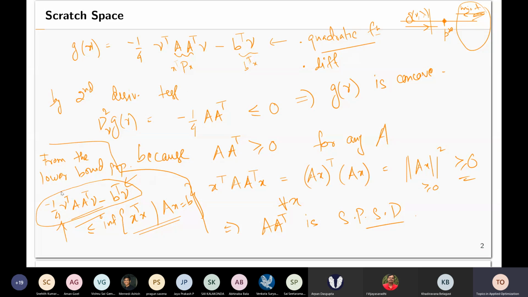Okay, but as I said, this is still a lower bound. Only when you make it supremum, then you are actually close to the P star that you need. Okay, so this was about this problem.